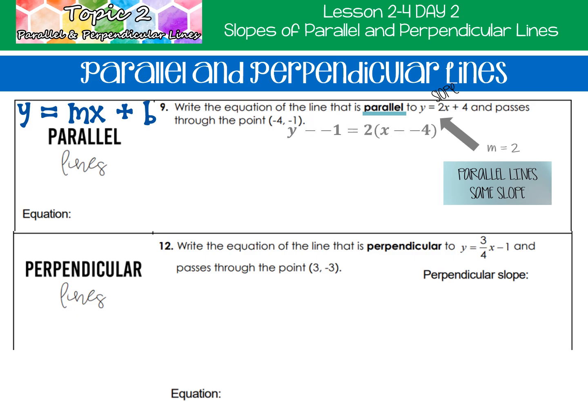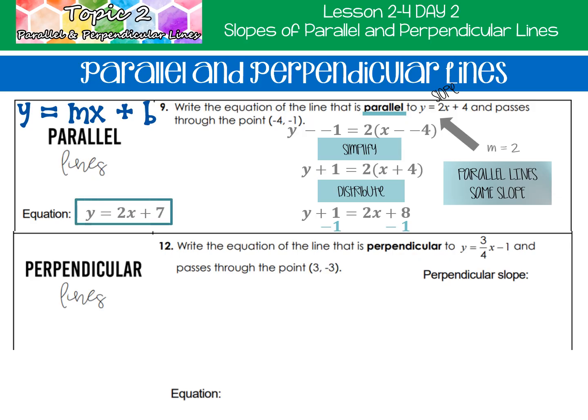Let's put it in point slope form. Plug it in. We're going to simplify and distribute. I guess we're just going to simplify first. Okay, distribute the 2 to the x and to the 4. So y plus 1 equals 2x plus 8. Subtract 1 on both sides. And here's our equation: y equals 2x plus 7.